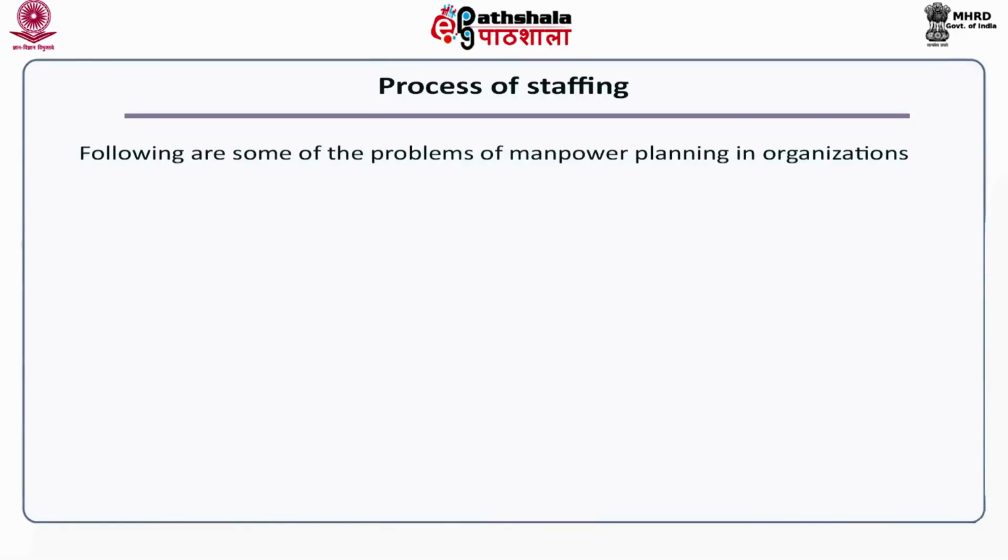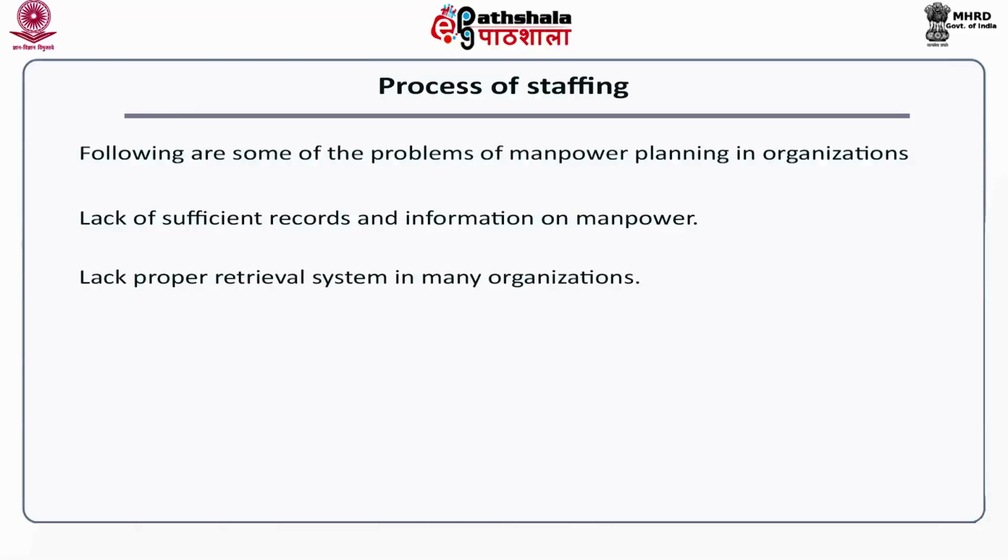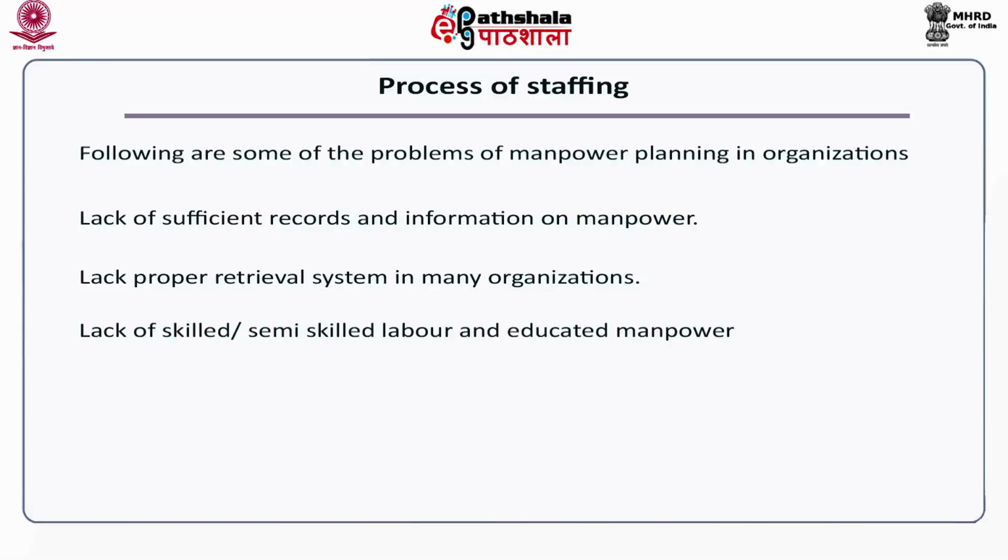Following are some of the problems of manpower planning in organizations. First, lack of sufficient records and information on manpower. Second is lack of a proper retrieval system in many organizations. Third is lack of skilled, semi-skilled labor or educated manpower. Fourth, underutilization of manpower. Absenteeism is also emerging and rising in organizations as one of the biggest problems.